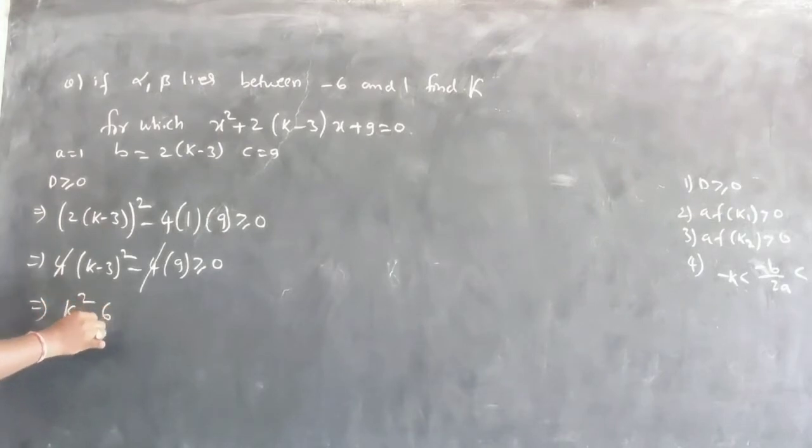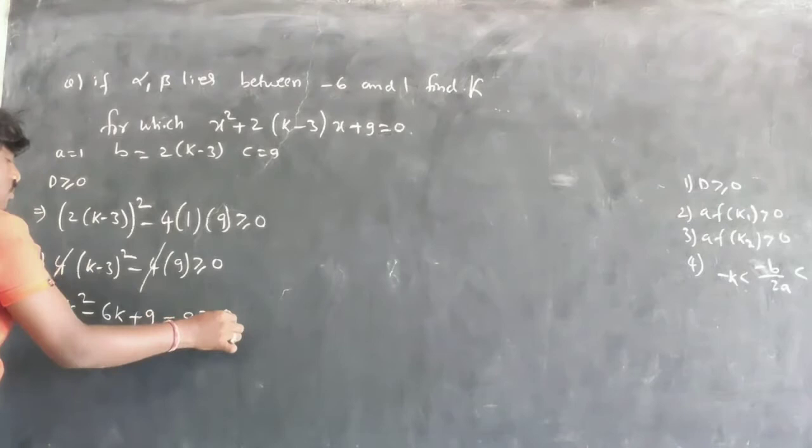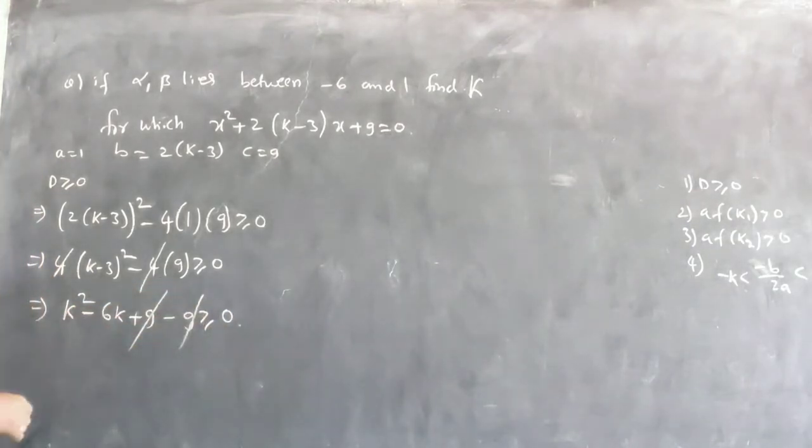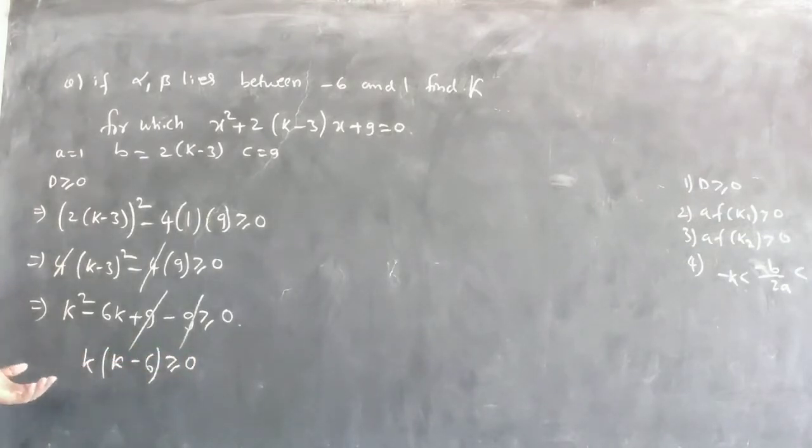Expand using the (a minus b) whole square formula: a square minus 2ab plus b square. So k square minus 6k plus 9 minus 9 is greater than or equal to 0, and plus 9 minus 9 cancel out. If I take k common, I get k(k minus 6) is greater than or equal to 0. This is a quadratic inequality you got.